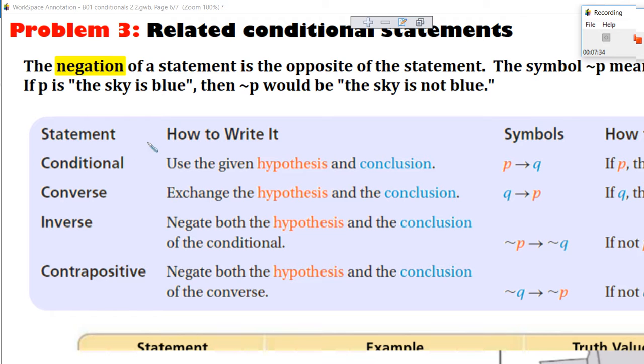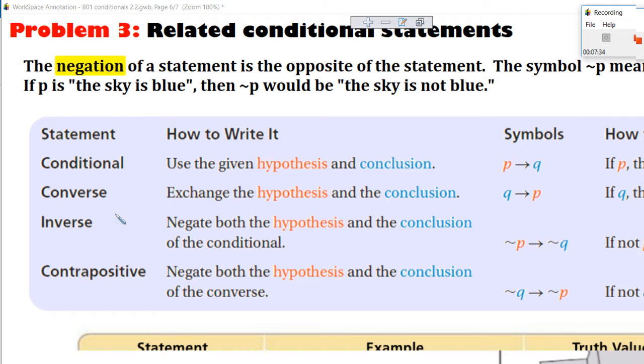If we have a conditional statement, that's our given one. That's our basic one where you have the hypothesis and the conclusion: if P, then Q. So that's the one we started with. The converse is where we switch the order, so now I have if Q, then P. The inverse is where I go back to my original conditional, but now I'm going to negate both of them. So now I have not P implies not Q, or if not P, then not Q.